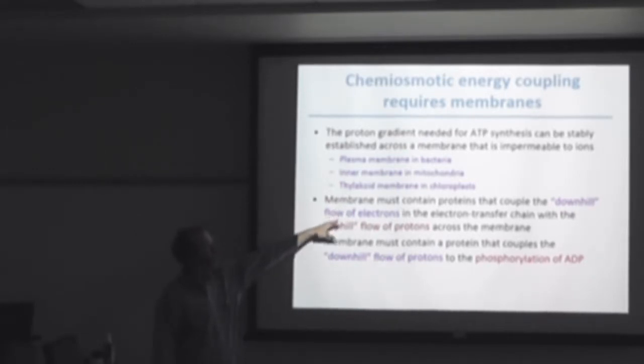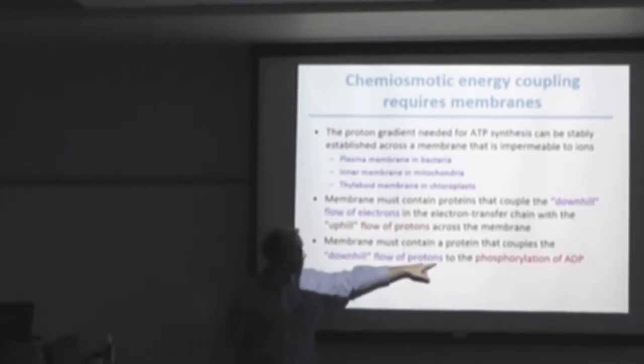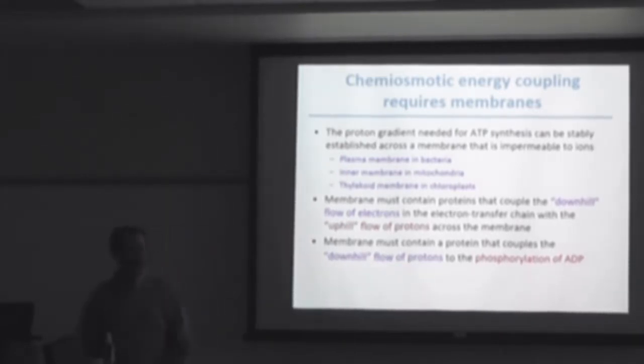The membrane must contain proteins that will couple the downhill flow of electrons in the electron transport chain with the uphill flow of protons. So these electrons flow down their reduction potentials, and at the same time, the energy can be used to pump protons against their electrochemical gradient to form a pH difference across those membranes. Membranes must also contain a protein that couples the downhill flow of protons to the phosphorylation of ADP, and this is the ATP synthetase.